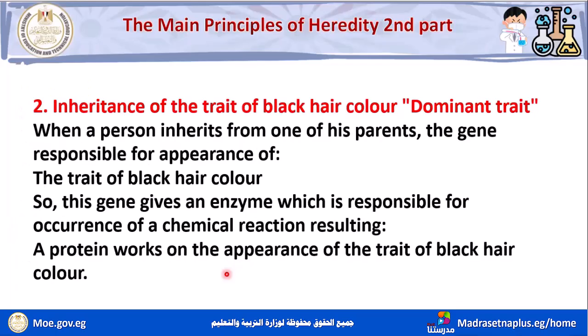Number two, inheritance of the trait of black hair color, dominant trait. When a person inherits from one of his parents the gene responsible for the appearance of the trait of black hair color, this gene gives an enzyme which is responsible for the occurrence of a chemical reaction, resulting in a protein. The protein works on the appearance of the trait of black hair color.